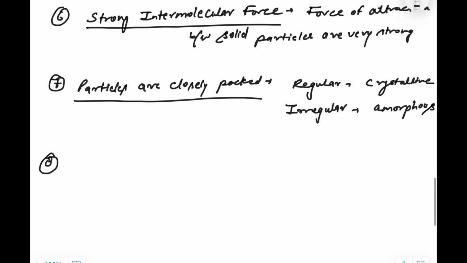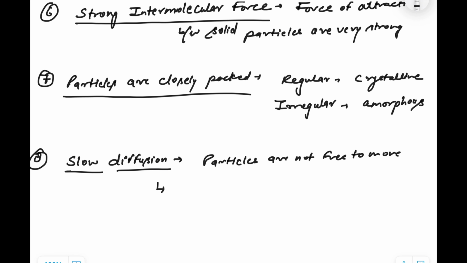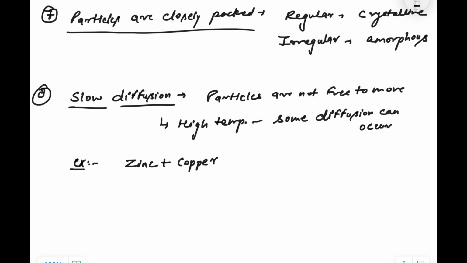The eighth and last property of solids is that they have a slow diffusion process. We know diffusion means mixing of particles. In solids, it occurs very slowly, and the reason behind this is that their particles are not free to move. However, at higher temperatures, some diffusion can occur. When zinc and copper atoms are heated to form brass, they show very slow mixing, because the particles are not free to move. So these are some important properties of solids.